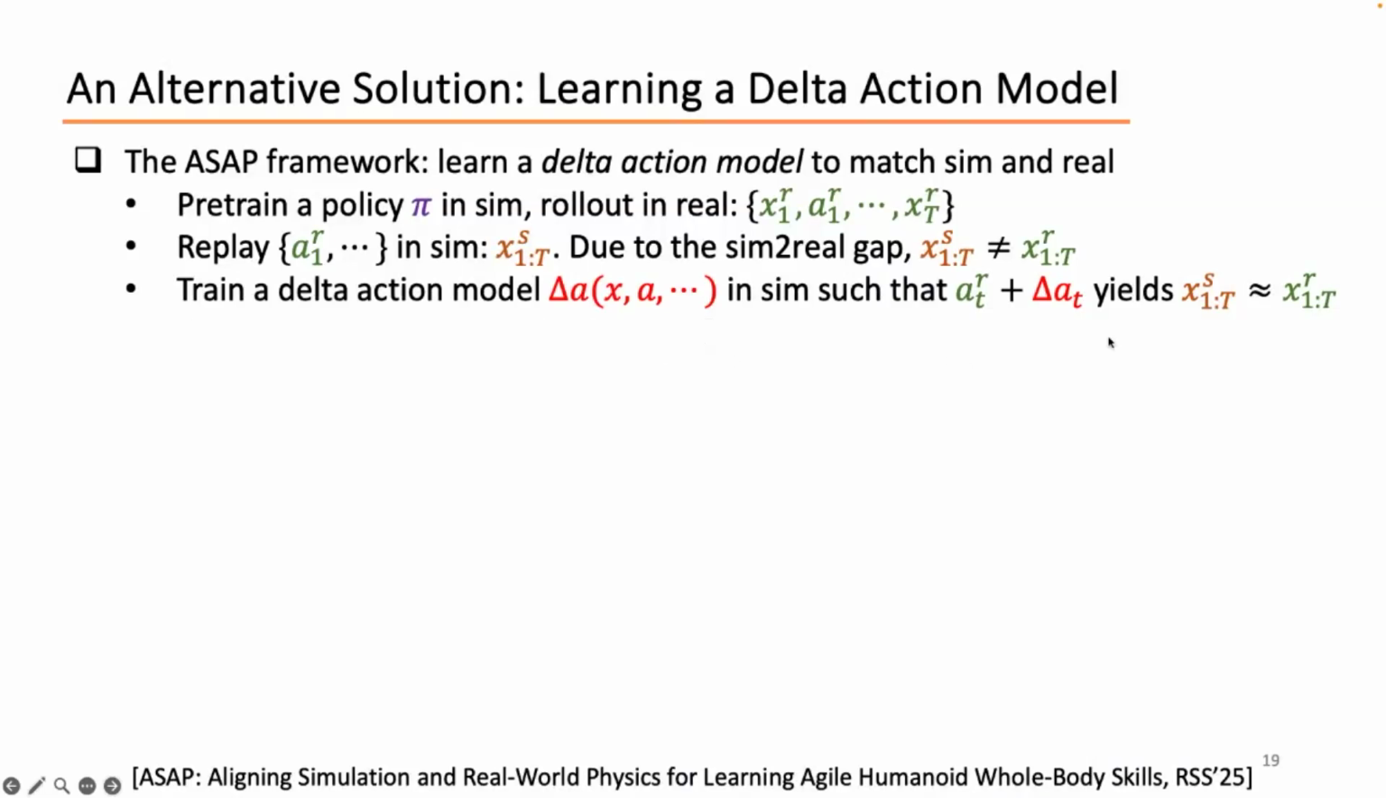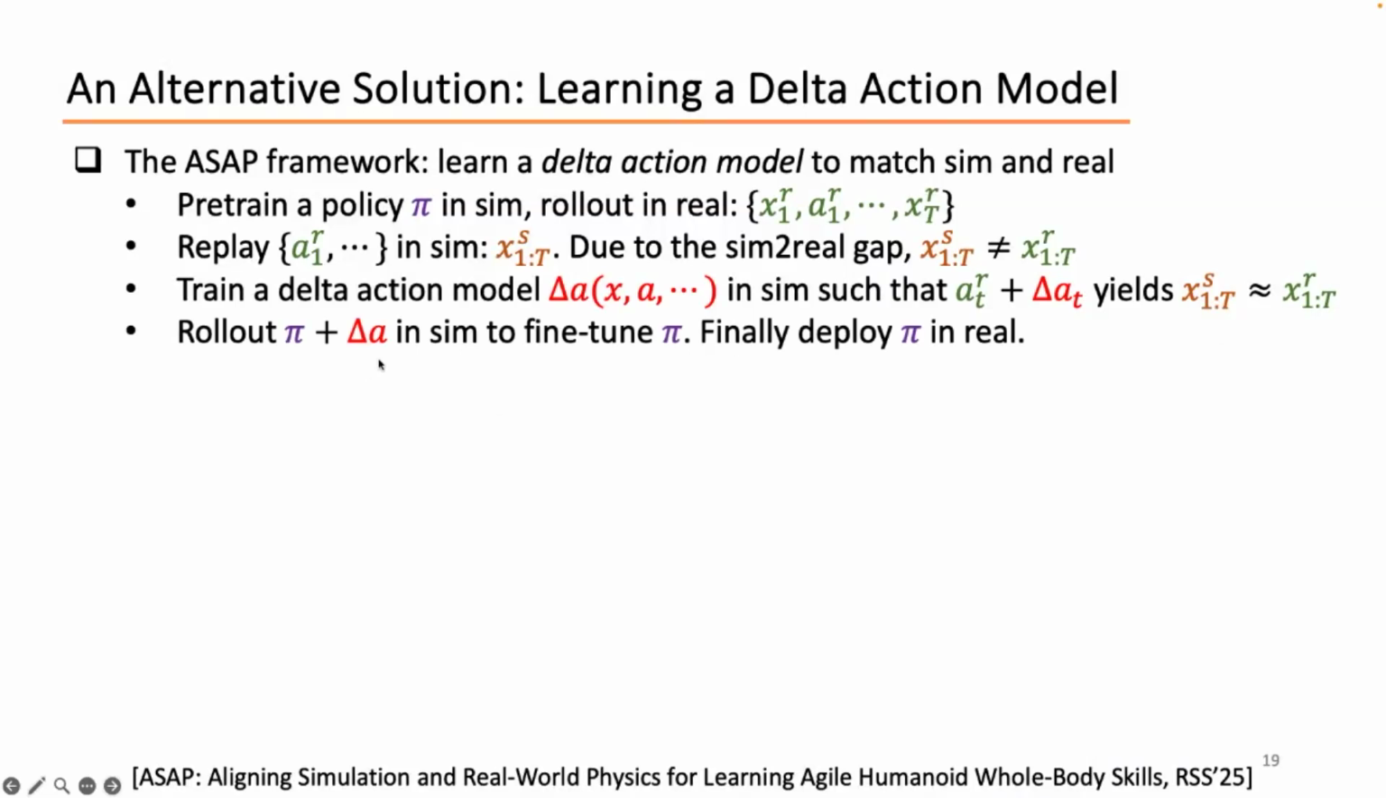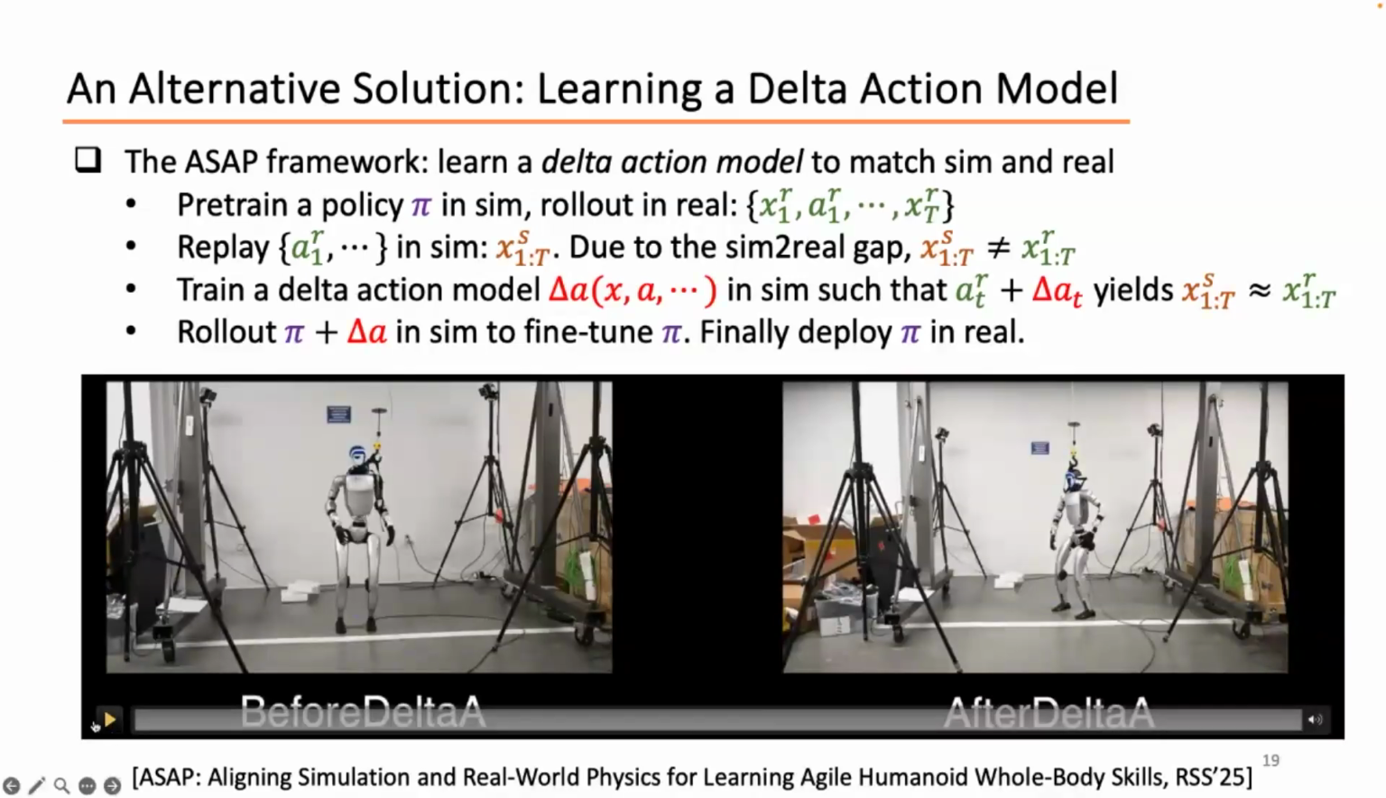So, right, if delta A did give you these properties, you can imagine pi plus delta A in simulation is similar to pi in real world. Therefore, we freeze delta A in simulation, and we roll out the pi plus delta A. We fine-tune pi, and finally we deploy pi in the real world. So basically delta A is some sort of reduced action model that aligns real world dynamics and simulation dynamics. So I just want to give you some example of how it works.